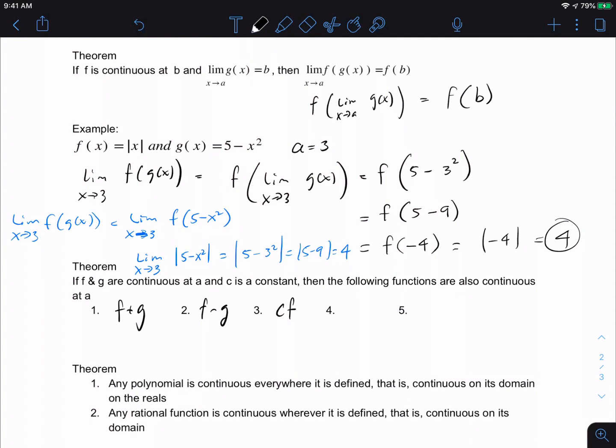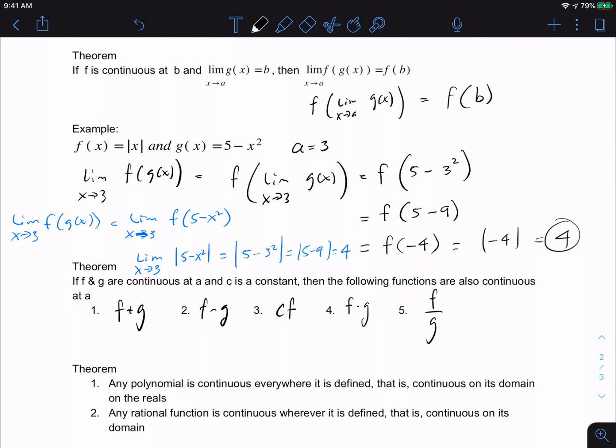Wait, is that g or c? For number 3, that's a c. So c times f is continuous. So basically what I'm saying there is any constant times a continuous function is continuous. So if I would have gone c times g, that would also be continuous. It's basically any number I multiply a continuous function by is still going to be continuous. Okay? All right. The product of two continuous functions is continuous. Okay? And then the last one's a little bit weird.